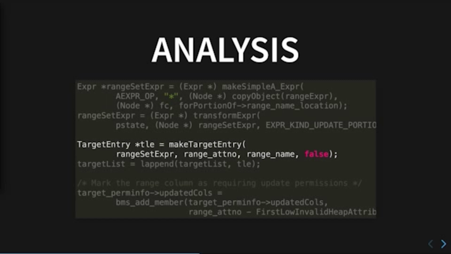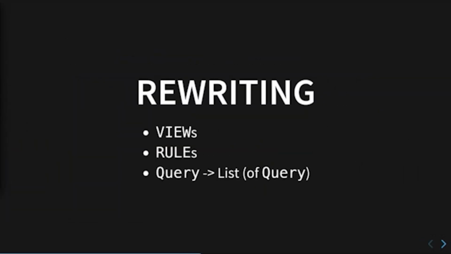A TLE is a lot like a range table entry, actually. It's the same kind of pattern. It's one struct in a list of structs. All right, that takes us through the analysis phase. The rewriting phase is next. What we do here mostly is expand views. We apply rules, which we're all discouraged to use. The main functions here take in a query node, and they give out a list of 0 or more query nodes. In the really easy cases, we're just wrapping the passed-in query in a list, in fact.